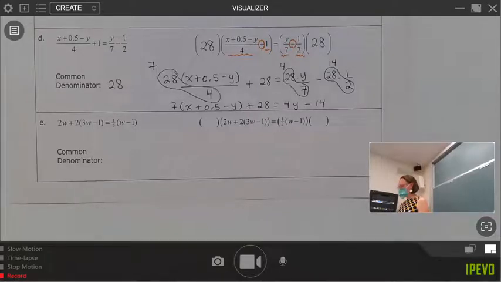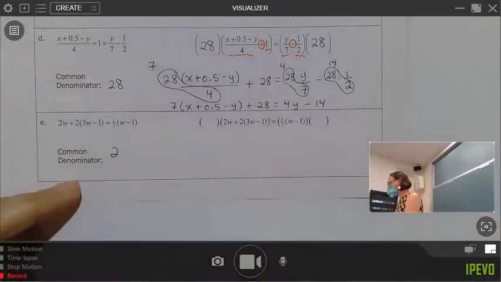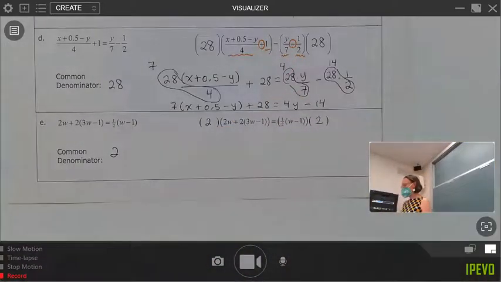Very last problem. In terms of a common denominator, there's only one fraction in there, so our common denominator is 2. And I am going to let you all have a moment to practice distributing the 2 out to both sides, because I gave us one with messy parentheses.